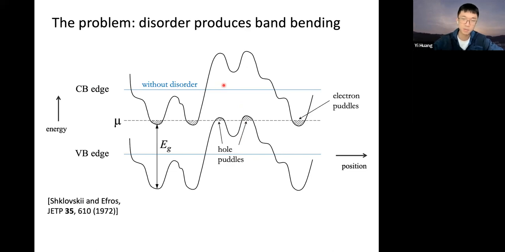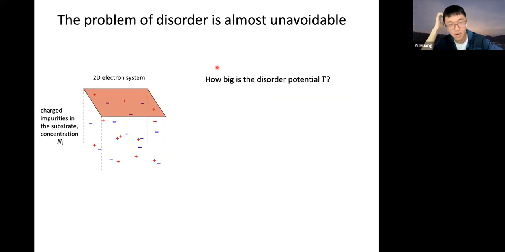If you are an experimentalist, you probably would say, well, disorder is bad, but this just means we have a dirty sample. What if we have a clean sample, such that we can ignore the problem coming from disorder? But this problem is actually almost unavoidable, because imagine you have a 2D electron system sitting on top of some substrate. Inside the substrate, there are some charged impurities, say at some small concentration n_i, like 1 part in a million. And we need to estimate how big the disorder potential gamma is.